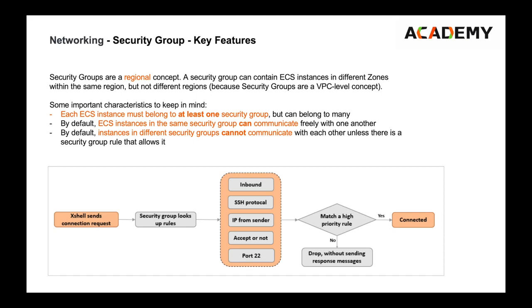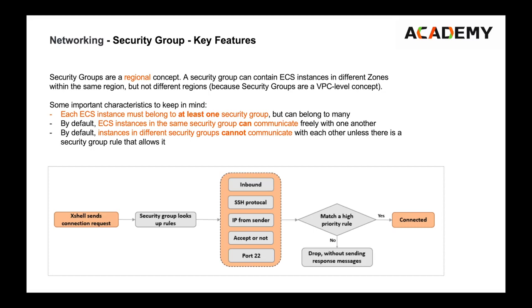Keep that in mind. So if two ECS instances are in the same security group, they can communicate freely with one another no matter what the security group rules are. But if they're in different security groups and they want to communicate, you have to create rules to allow cross-security group traffic between these two groups.